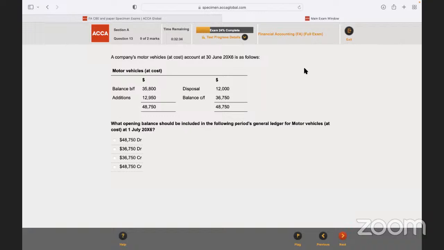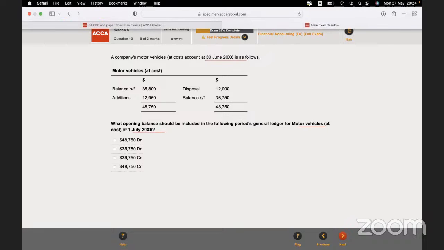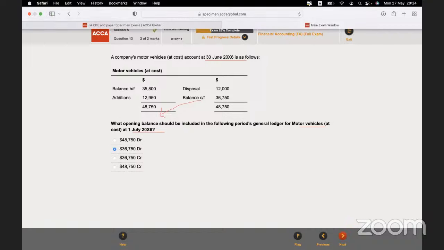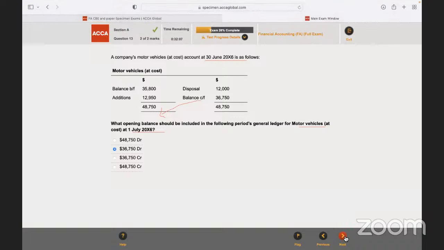Yeah, guys, straightforward question. What they're asking is, what is the opening balance in the motor vehicle account for July 2006? Now, this is for June 2006. They're asking for the next period's brought forward. Normally it is carried down, so we take it to the other side as brought forward. Therefore, 36,750 will come on the debit side. It's a very simple question, but they have asked it. That's why I said, such a basic question in the exam. Let's move to the next one, then.